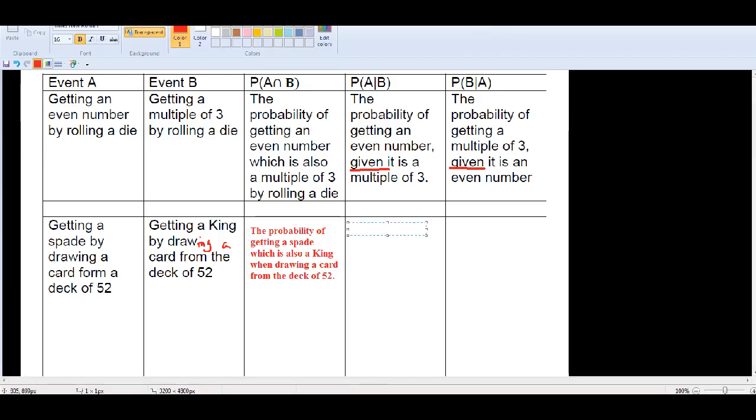Let's write another one for the conditional probability of A given B. In this case B is the condition, so what should you write? It should be the probability of getting a spade when drawing a card, given it is a king. Okay, I think that would be good.